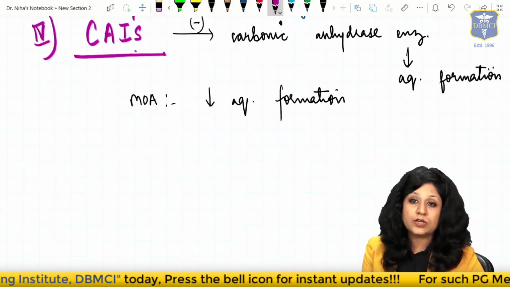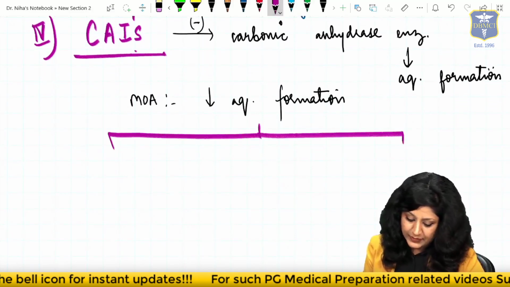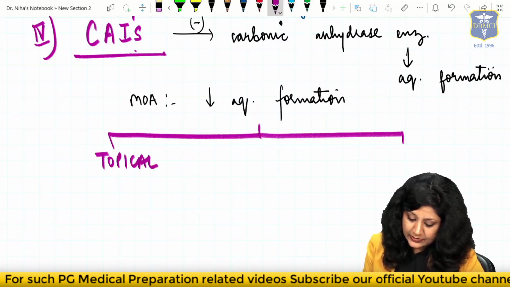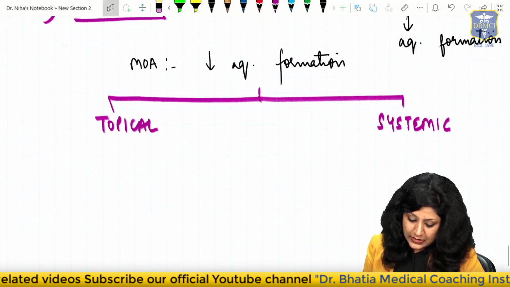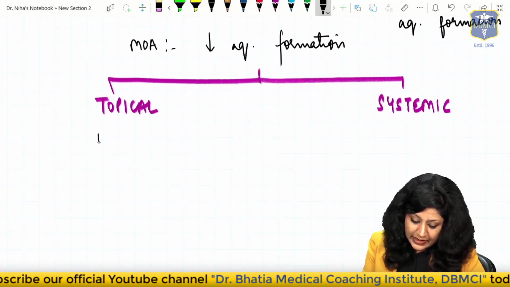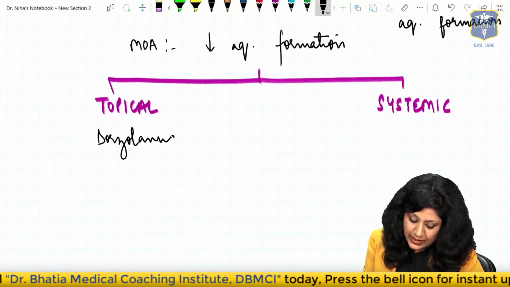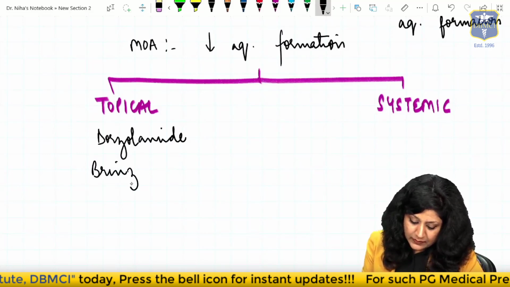Now we have two kinds of carbonic anhydrase inhibitors. One is the topical one, right? And another is the systemic one, topical and systemic. In the topical variety, we have dorzolamide, right? And then we also have brinzolamide.